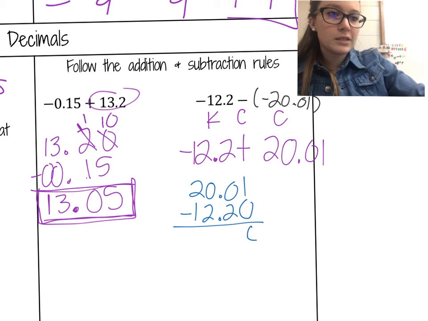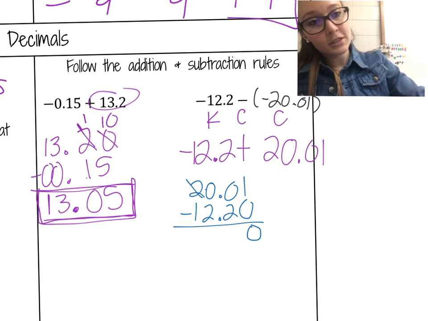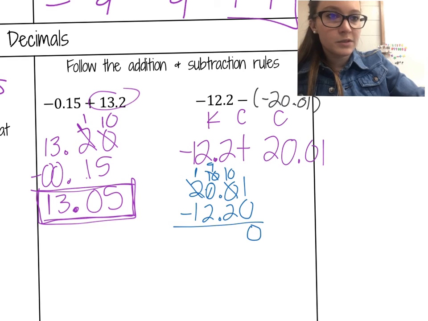1 minus 0 is 0. 0 minus 2, can't do that, I have to borrow. I don't have 1 to borrow from the 0, so I have to go all the way over to the 2. This 2 becomes a 1. This 0 becomes a 10. And now he's a 9, so I can borrow from him to make this 0 a 10. 10 minus 2 is 8. My decimal comes straight down. 9 minus 2 is 7. 1 minus 1 is 0.